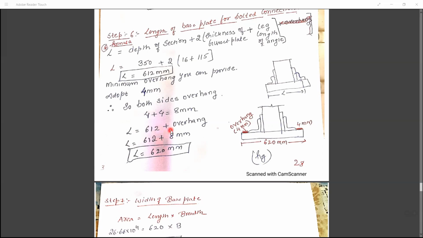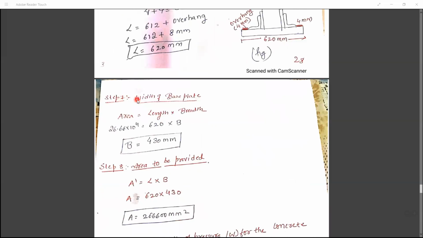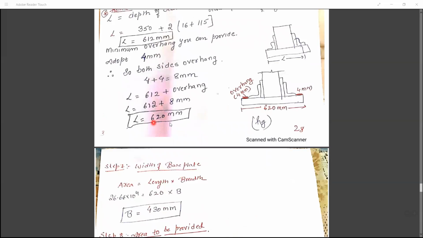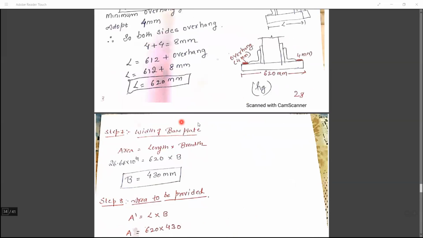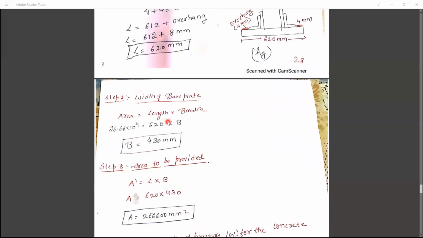So L is 6 to L plus overhang. See the overhang, this part overhang and this part overhang. So that is nothing but L is equal to 6 to L plus 8, 620 mm. Now step 7 is the width of the base plate. See, now we want the width. We have already calculated the length, 620. I am taking the length of the base plate, not the length of the gusset plate. Remember this. Always for the gusset, there are 4 conditions. First you need to determine the length of the base plate, length of the gusset plate, length of cleat angles, length of the outstanding leg and connecting leg.